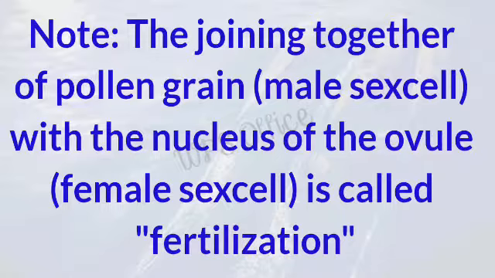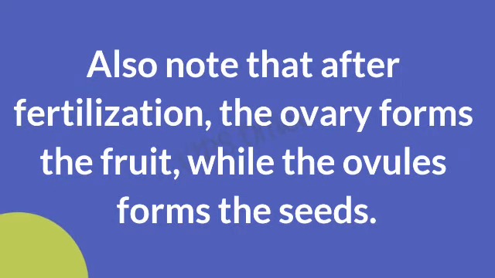Next, the joining together. So take note of this. The joining together of pollen grains, which is the male sex cell, with the nucleus of the ovule, which is the female sex cell, is called fertilization. I'll come again. It's called what? Fertilization. Take note also that after fertilization, the ovary forms the fruits, while the ovules form the seed. So take note of that, lovely kids.